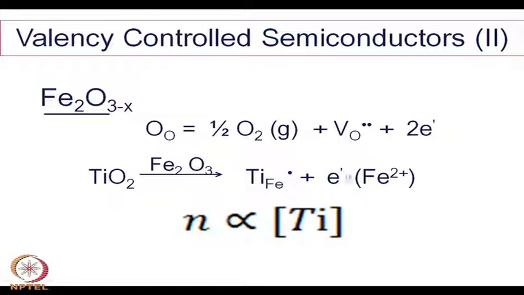So, this concentration of electrons is actually proportional to the number of titanium atoms added. Once again, the earlier example was a p-type conductor controlled by the addition of impurities. Here an n-type conductor is controlled by the addition of another impurity of a different valency. Earlier it was a lower valency added to the higher valency, here it is a higher valency added to the lower valency. That is the reason why the type of conductivity is also different.